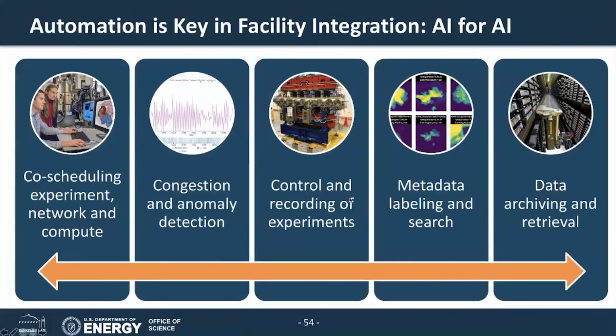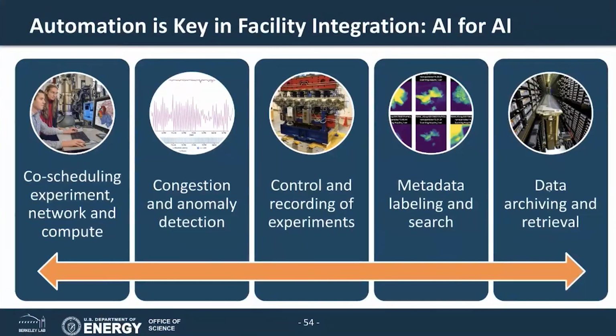So I think automation is going to be key in this facility integration. So kind of taking AI and using it for AI for science. So the ability to co-schedule experiment systems between a network, the computation, and the experimental instrument, so that you can have the computing and the network bandwidth you need for that particular experiment that you're doing. Things like looking for congestion and anomaly detection in the network or on the computer system, whether it's inside the HPC system or between it, and control and recording of the experiments.